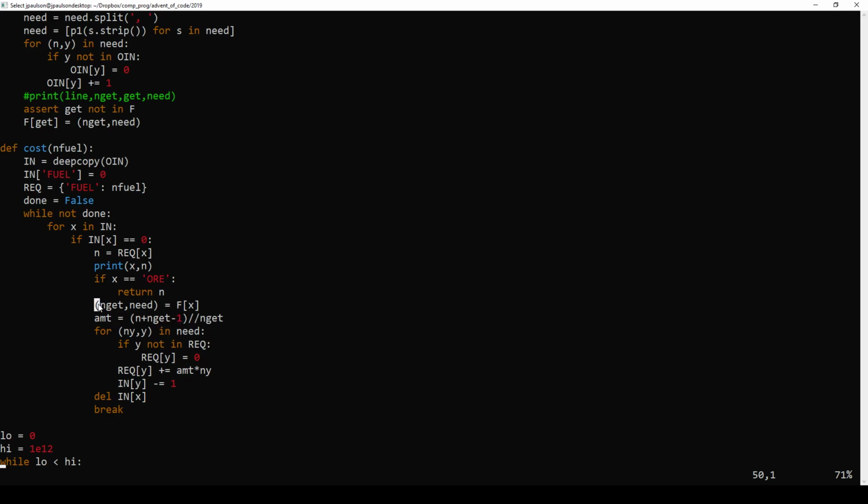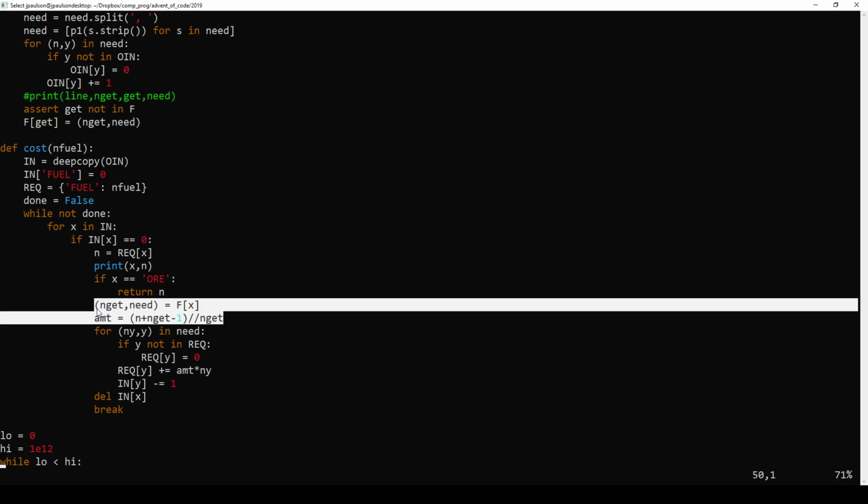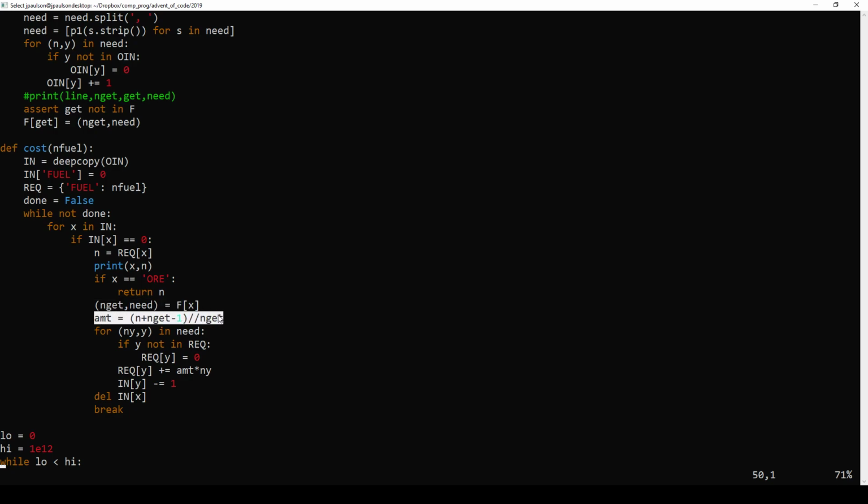And so the key point here is, by the time we're processing x, we're processing all of the possible uses of x, not just one possible use. So this is all the x I'm ever going to need. So I know that I need to run the formula this many times. This is the ceiling of n over n get. Right, because I might end up with some extra x, but that's fine. So I need to run it at least that many times.